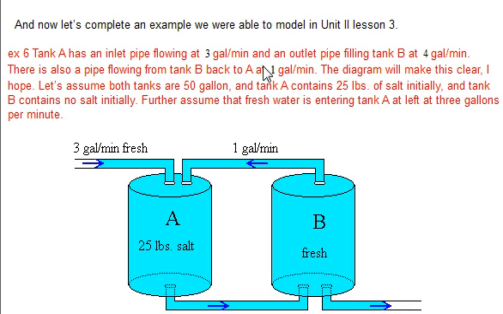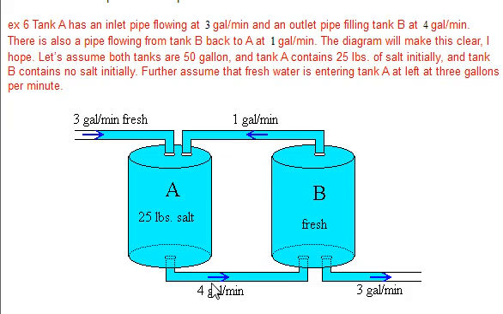Tank A has an inlet pipe flowing at 3 gallons a minute and an outlet pipe filling tank B at 4 gallons a minute. So if you can go back and look at that where I just copied it, example 6. Tank A has an inlet pipe 3 gallons a minute, outlet pipe 4 gallons a minute. So you're coming in fresh water, out 4 gallons per minute of somewhat briny water into tank B, where 3 gallons runs out into the gutter and 1 gallon per minute comes back into tank A. So it's an unusual mix.